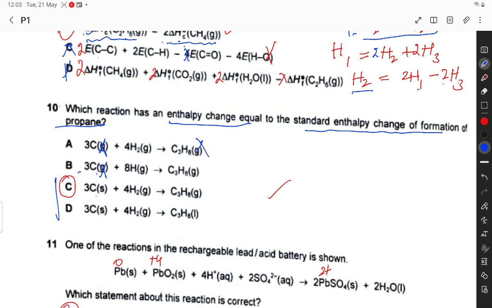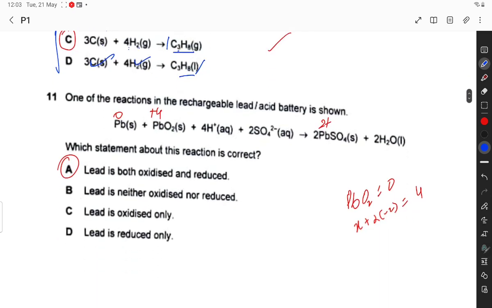3 carbon solid, 4H2, C3H8, 4H2 1 mole is there. So this is gaseous form and this is liquid form. So this is correct, but this is incorrect because the state symbol of propane is gas at room temperature and pressure. So that's why C option is correct.